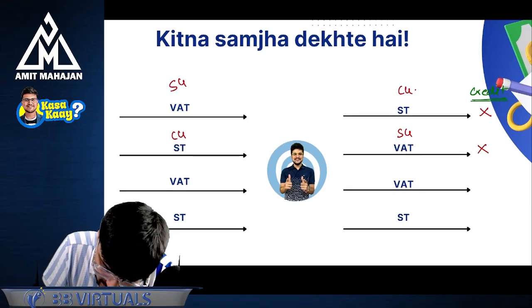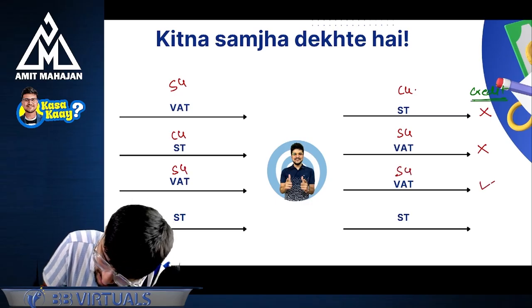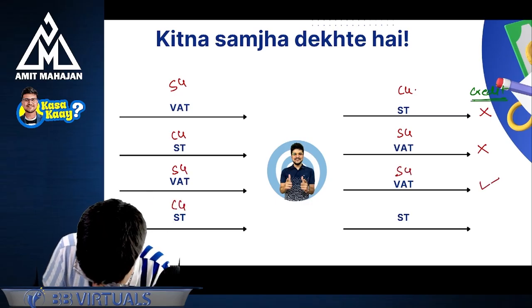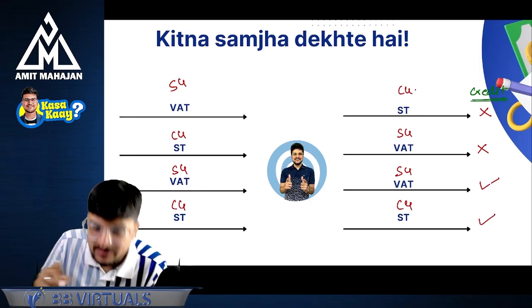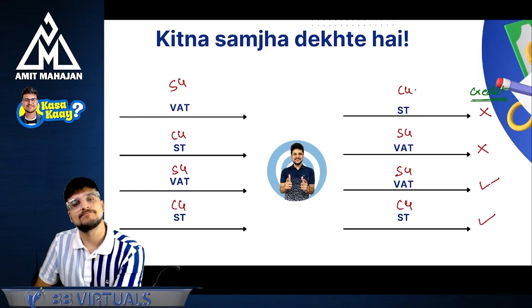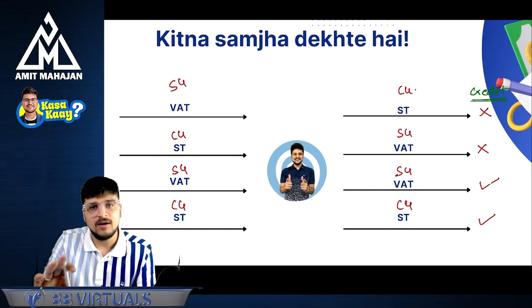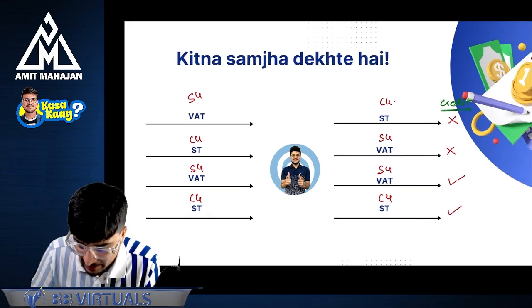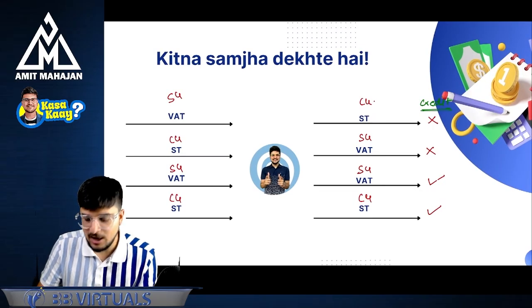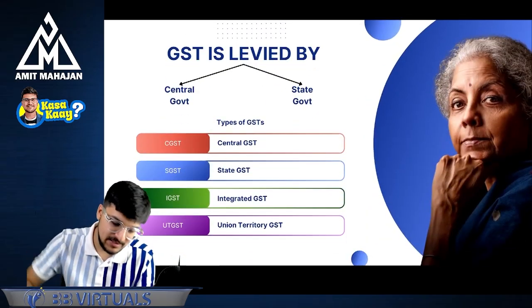VAT and VAT, same state government, I will get a credit. Sorry, service tax, central government, central government, I will get a credit. Correct. I hope you have understood this. Okay, the next part starts.